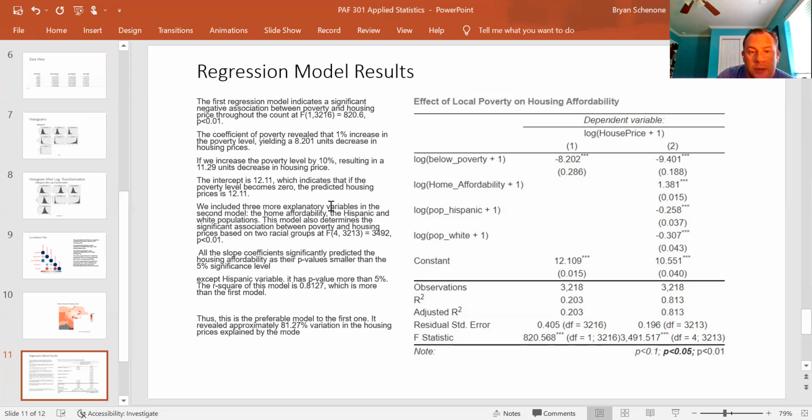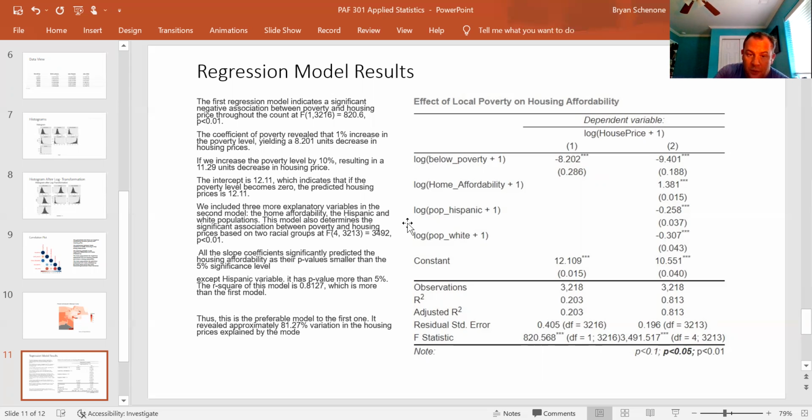We included more explanatory variables in the second model, so in this study, I included home affordability and the Hispanic and white populations. This model determined a significant association between poverty and housing, based off the two racial groups. The slope coefficient significantly predicted housing affordability, according to the p-value being smaller than the 5% significance level. For the Hispanic variable, the p-value was more than 5%.